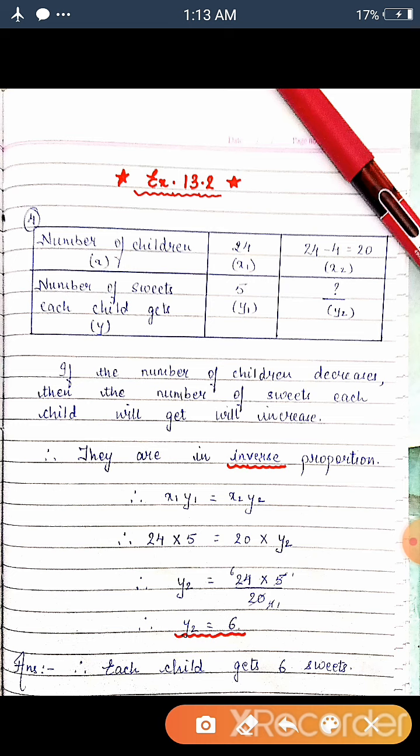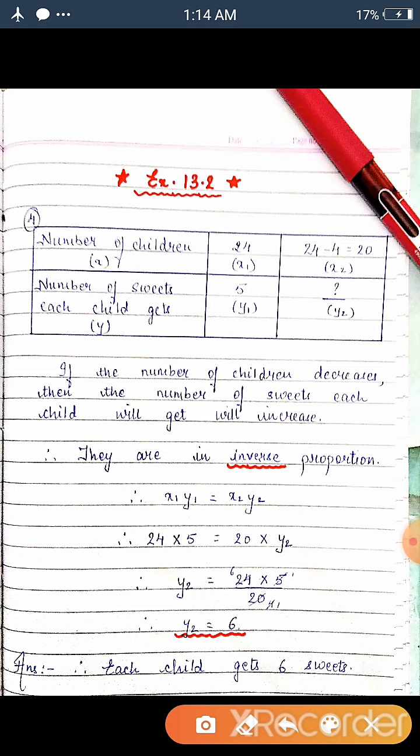Children, as in the video of direct proportion, we have already discussed that these type of questions will always be written in the form of a table. So here again we have made a table where we are going to put all the information given to us. So here the information given is the number of children and the number of sweets each child gets. So number of children we consider as x, and the number of sweets each child gets we consider as y. So for 24 children, sweets are 5.